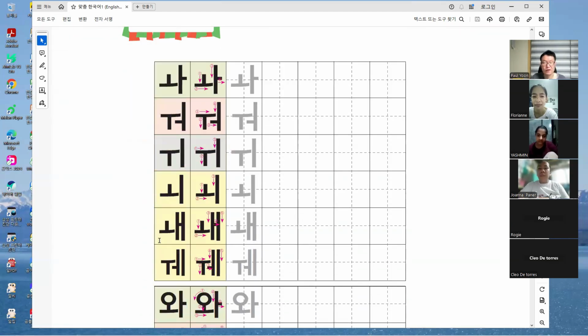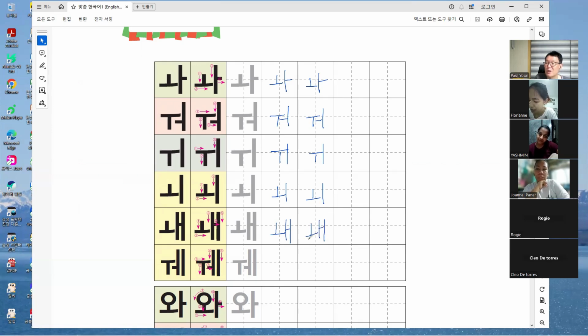So practice outright again. Wa. One, two, three, four. Wa. One, two, three, four. Wa. One, two, three, four. Wa. We. One, two, three. We. One, two, three, four, five. We. And this one, we. One, two, three, four, five. We. Okay.